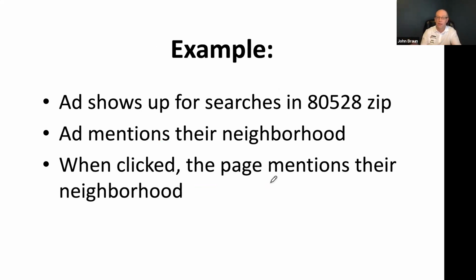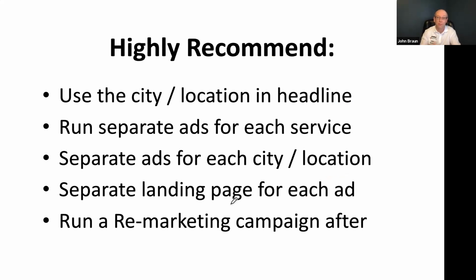So, an example, again: an ad shows up for searches. Maybe you only do one zip code, right? 80528. And then the ad mentions possibly that neighborhood, might even mention the zip code, or maybe that side of town, could be any of the above. But just something to call them out and say, hey, this is our area. Then when clicked, the page that they actually land on, the landing page, mentions that neighborhood. So that might mean you need to create a bunch of different landing pages. But in the end, especially if it was really good neighborhoods that you're trying to get in with, it could be a really good thing to do it that way. A little bit of extra work, but very worth it, and definitely could make your ad more noticeable.